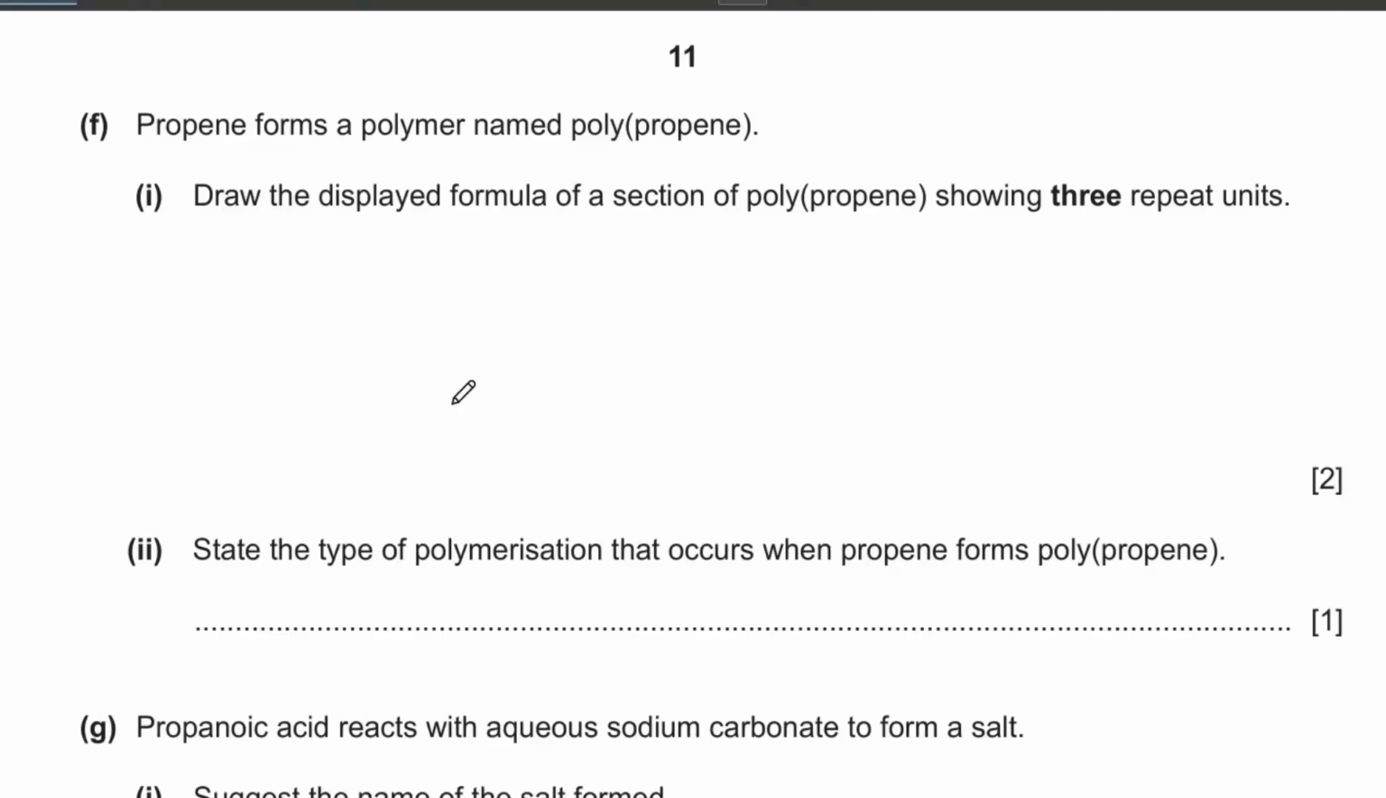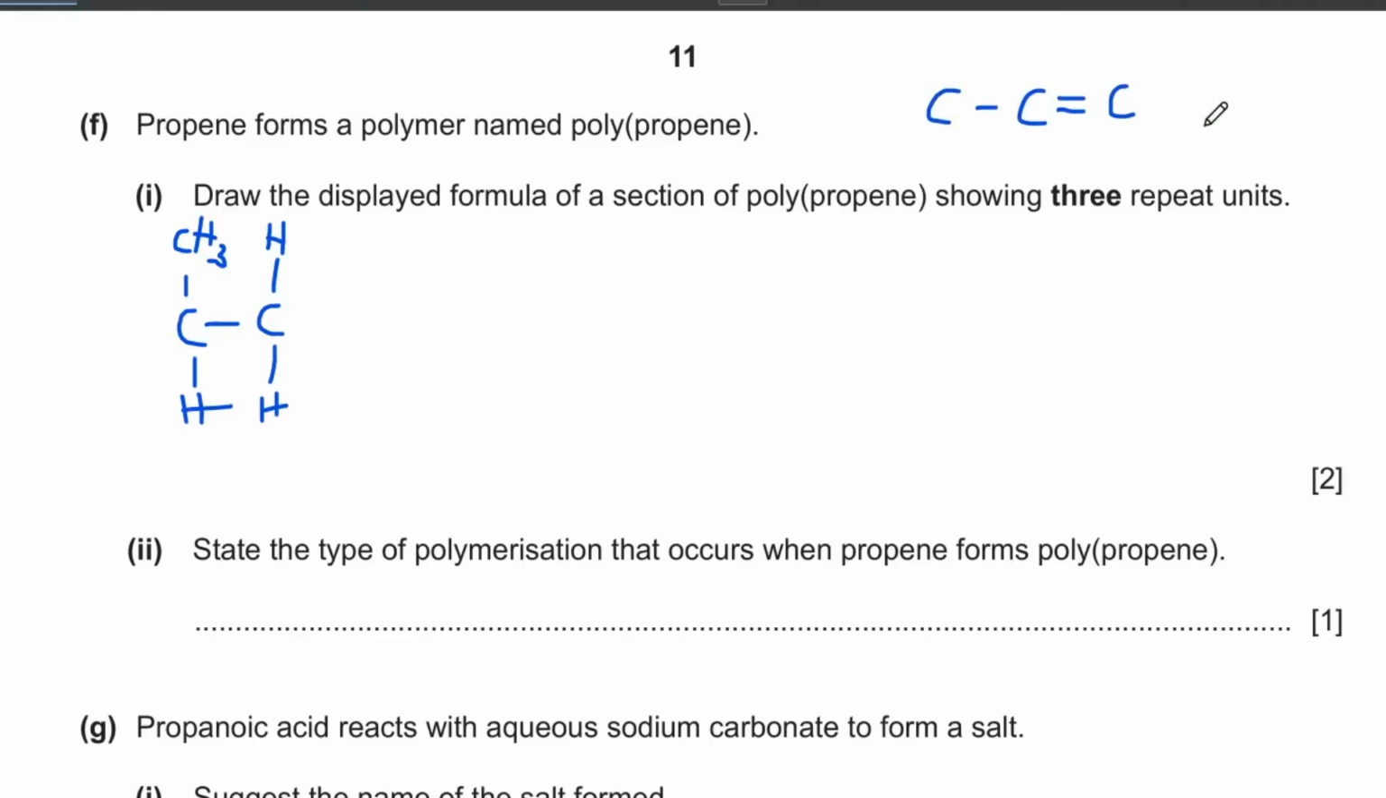Propene forms a polymer named polypropene. Draw the display formula of a section of polypropene showing 3 repeat units. So we're supposed to draw 3 repeat units of polypropene. From the name, it's a propene. So this is one of the repeat units. How did I arrive at this? Remember, it is polypropene. That means it's made from propene. Now propene has 3 carbon, and since it's a propene, the double bond is going to be on either here or here, so you can choose any one. So let's say it is here.